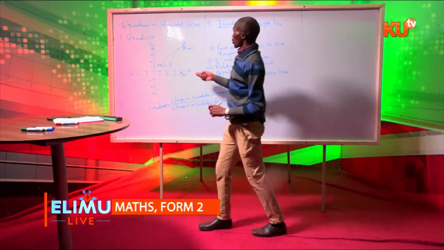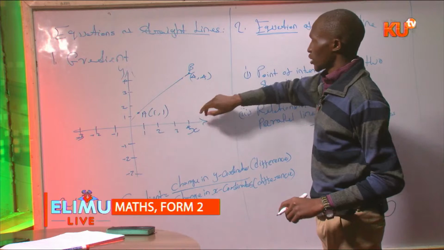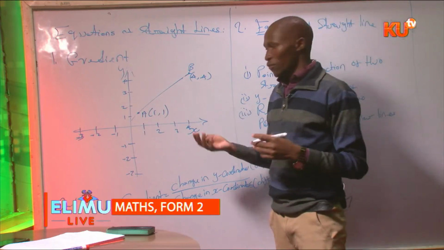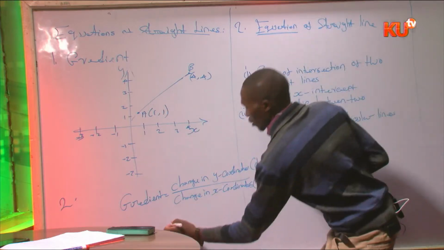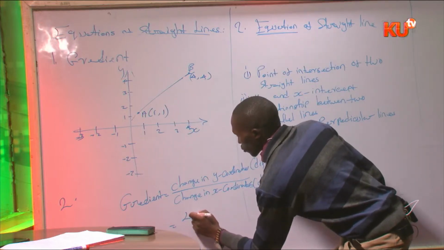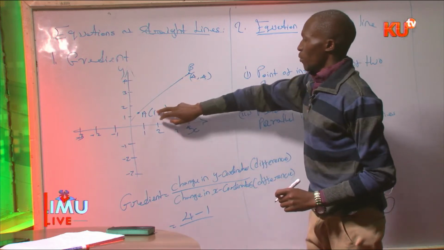Now, what are our y coordinates? It's 1 and 4. Then you find the difference between 1 and 4. That is the change in y coordinates. So you can take 4 minus 1 all over 4 minus 1.